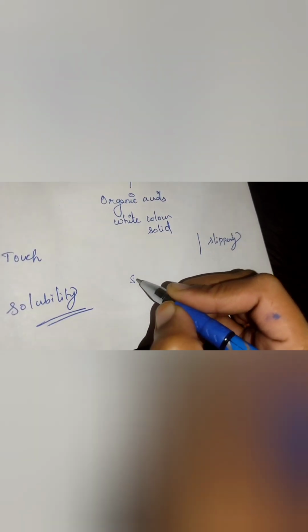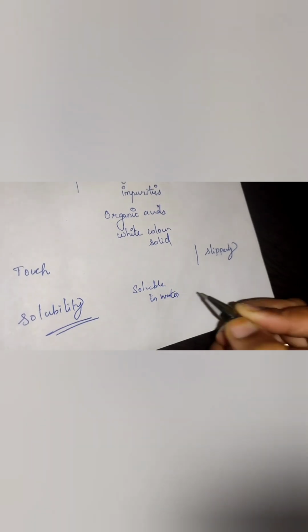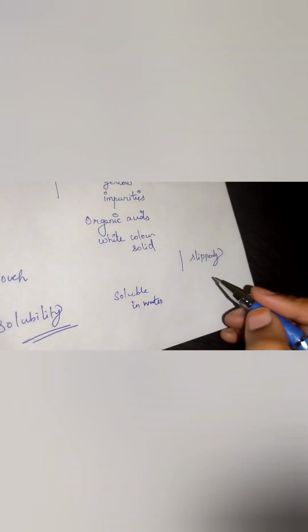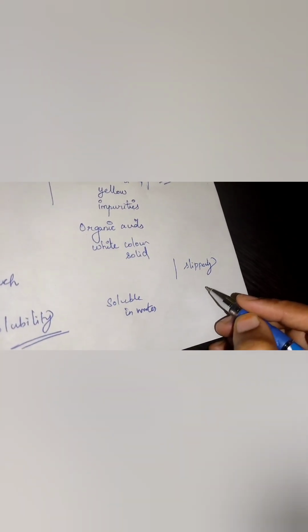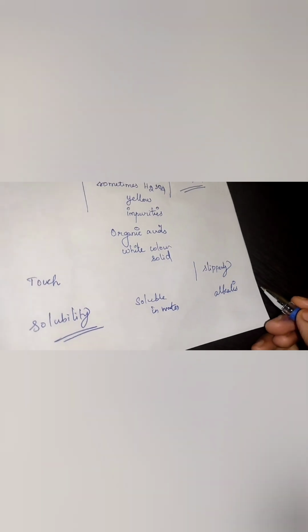Acid is soluble in water. Not all bases, but some bases are soluble in water, and those are called alkalis. So these are all the basic properties.